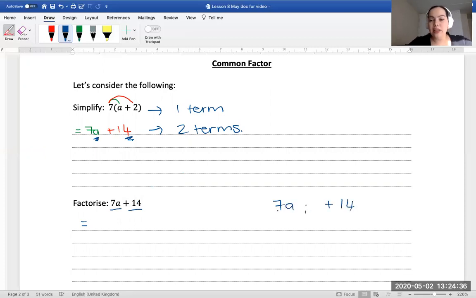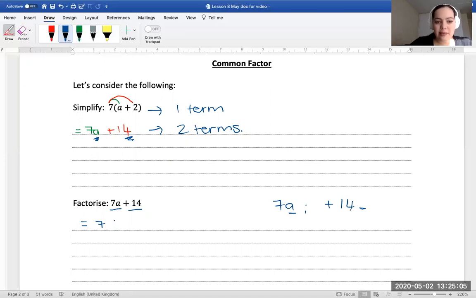And I say to myself, okay, step one, let's see the highest common factor when it comes to the numbers. So what is the highest common factor between 7 and 14? Well, hopefully you recognize that that's 7. Now, our second step, we ask ourselves, are there any common variables? Well, this one has an a, but this one has no variables. So that means no common variables, so we can ignore step 3. Okay, so I know that the common factor is going to be 7.